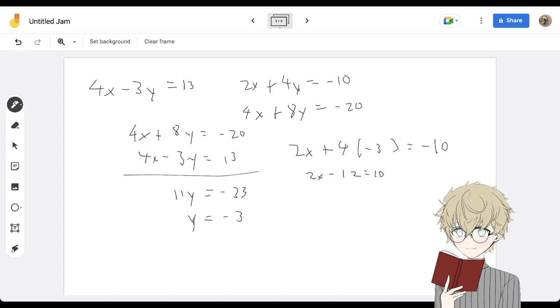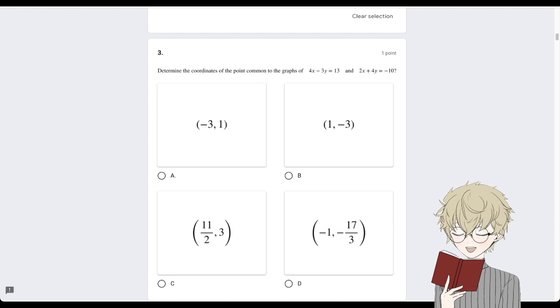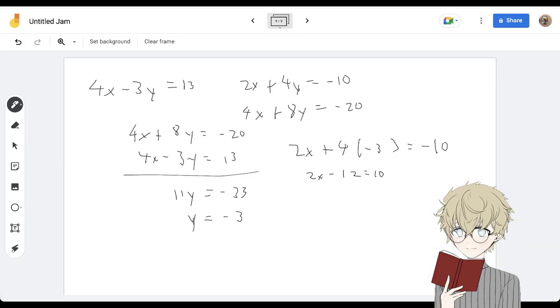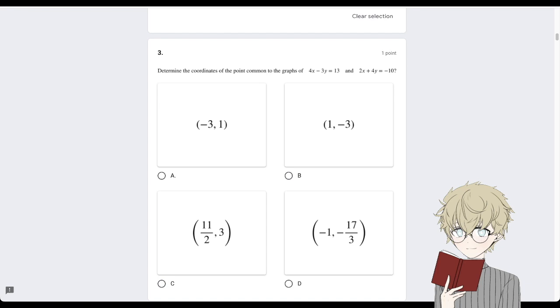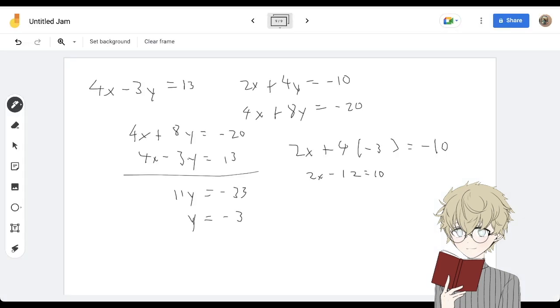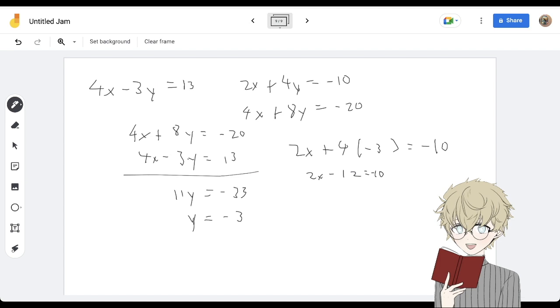Am I correct? Yeah, I think I'm correct. Oh no, this is why. Okay, this is also negative. That's why I was like, wait, this doesn't look like any of these. I was like, why am I wrong?